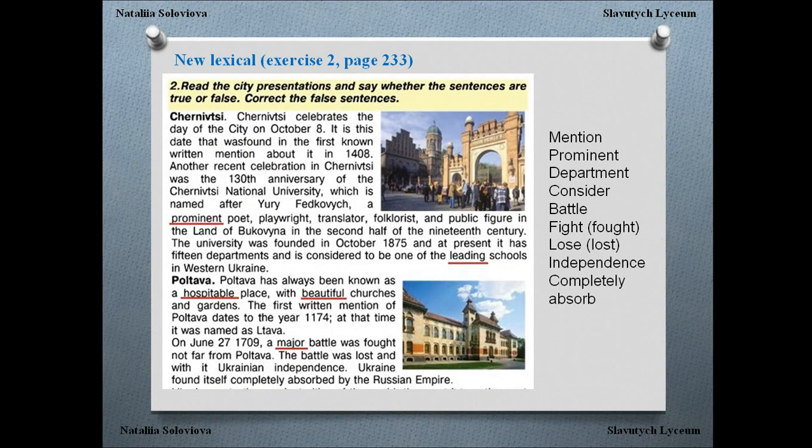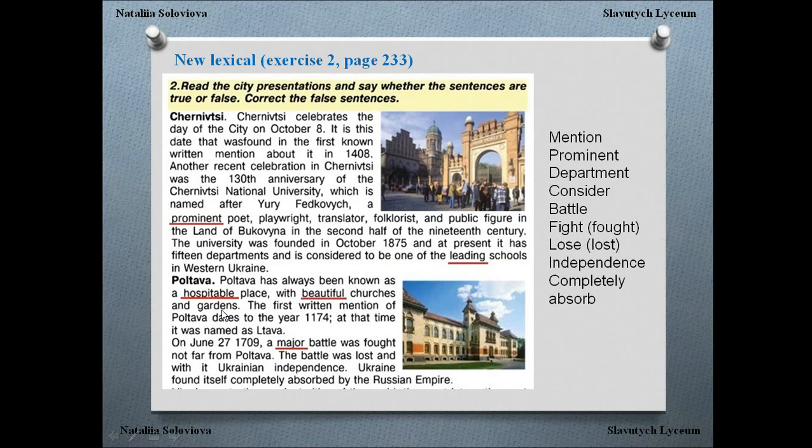So, let's look at the first part. Mention, згадування, згадка. The first known written mention. Перша відома письмова згадка. Prominent, визначний, видатний. A prominent poet, a prominent scientist, a prominent chemist, a prominent musician. You can use this word in a lot of other word combinations.